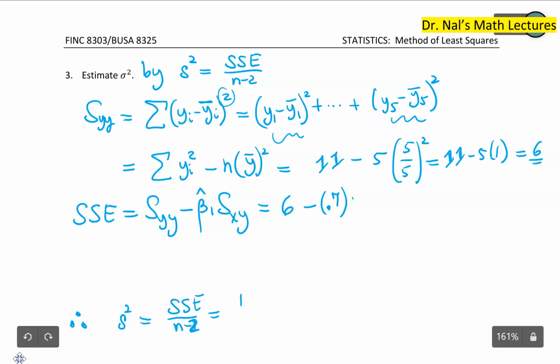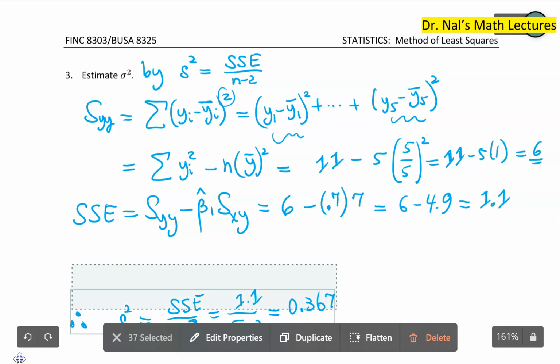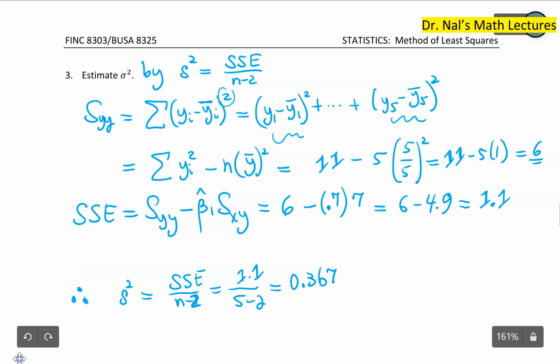So yes, there you go. That one is a 7. Therefore, if you do the algebra here, 6 minus 4.9 is 1.1. Okay, so that was the number. So 1.1 divided by 5 minus 2, 1.1 divided by 3, that's 0.367. So this is S squared, which is a best estimate, a predictor for sigma squared itself.